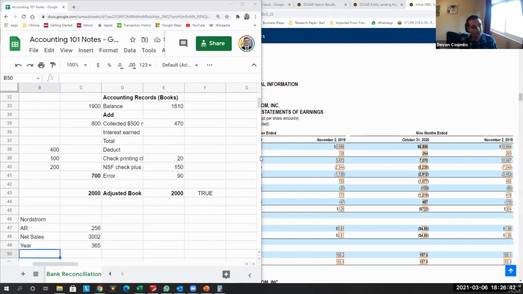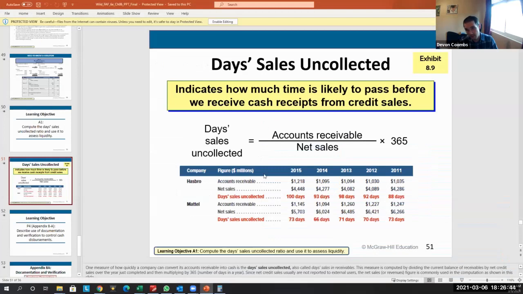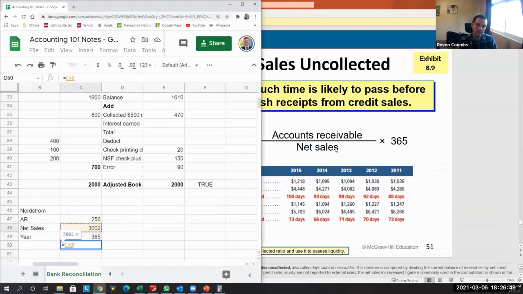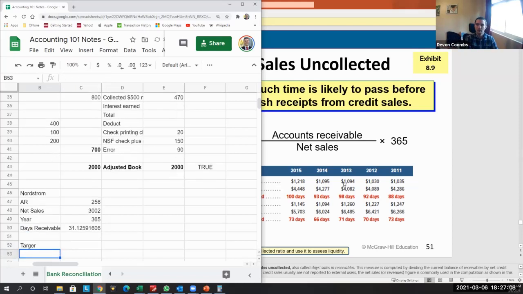Then for our calculation, we go back to accounts receivable over net sales times 365. This is it. Nordstrom is able to collect its receivables in about a month. That's pretty good. Let's see how that compares to Target.